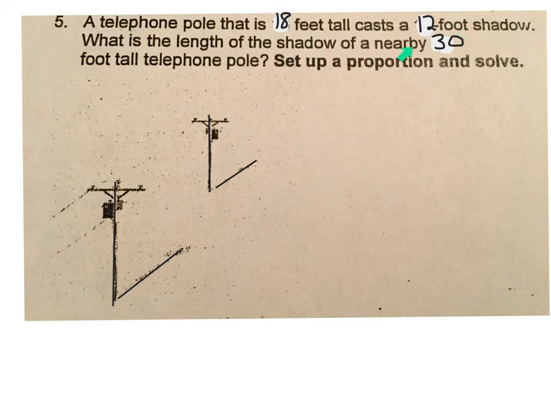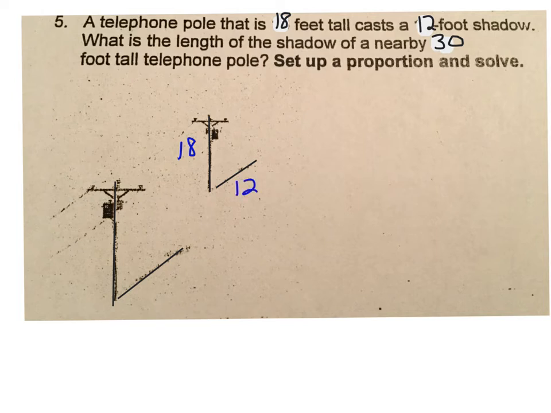What is the length of the shadow of the nearby 30-foot tall pole? Okay, so we got two poles, and obviously this one's the bigger one, so I'm going to label the 30 over here. This is a smaller one, so that's going to be the 18 and 12. So I'm going to label 18 and the 12.